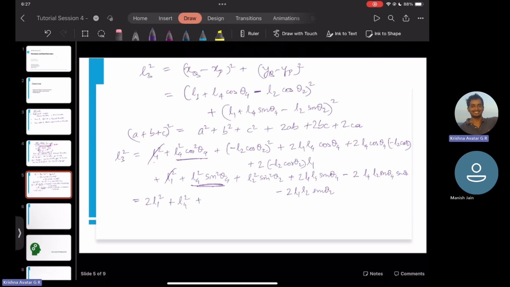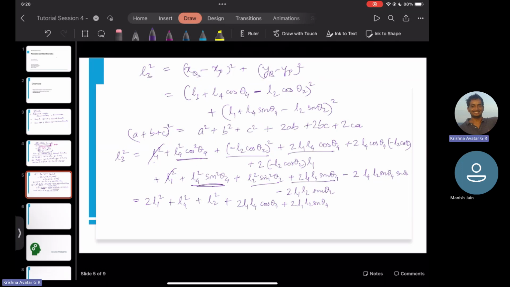Likewise for this term, it is for cos squared theta 2 and sine squared theta 2, so it will be L2 squared. And in this case, it is plus 2L1 L4 cosine theta 4, and let it be 2L1 L2 sine theta 4. So this is gone, right?